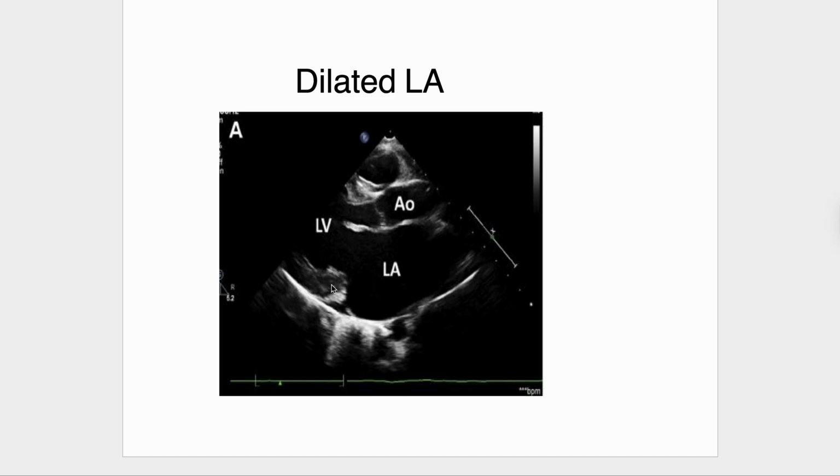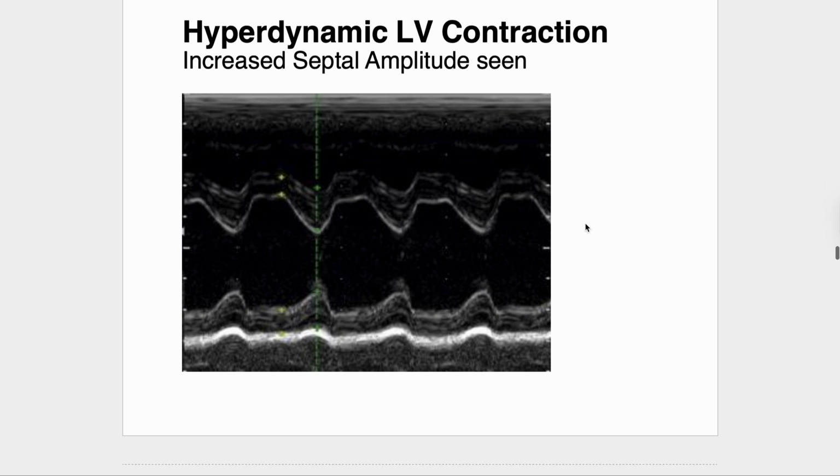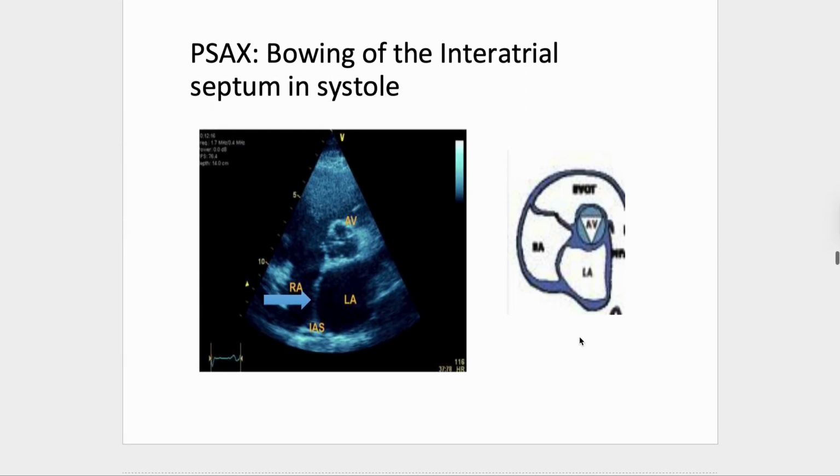This is their dilated LA. Remember, LA to AO ratio, these should be similar in size. This is huge. This is about 1 to like 5 centimeters, probably 5 to 6. This is what your hyperdynamic LV will look like, right? A lot of contraction, a lot of movement in M mode. This is an example of bowing of the interatrial septum, specifically in parasternal short. You can see this is LA, this is RA, and this is the interatrial septum, the IAS. Instead of being straight like it normally is, it's bowing into the RA because the LA is getting full. So you're going to see that moving over to make room.